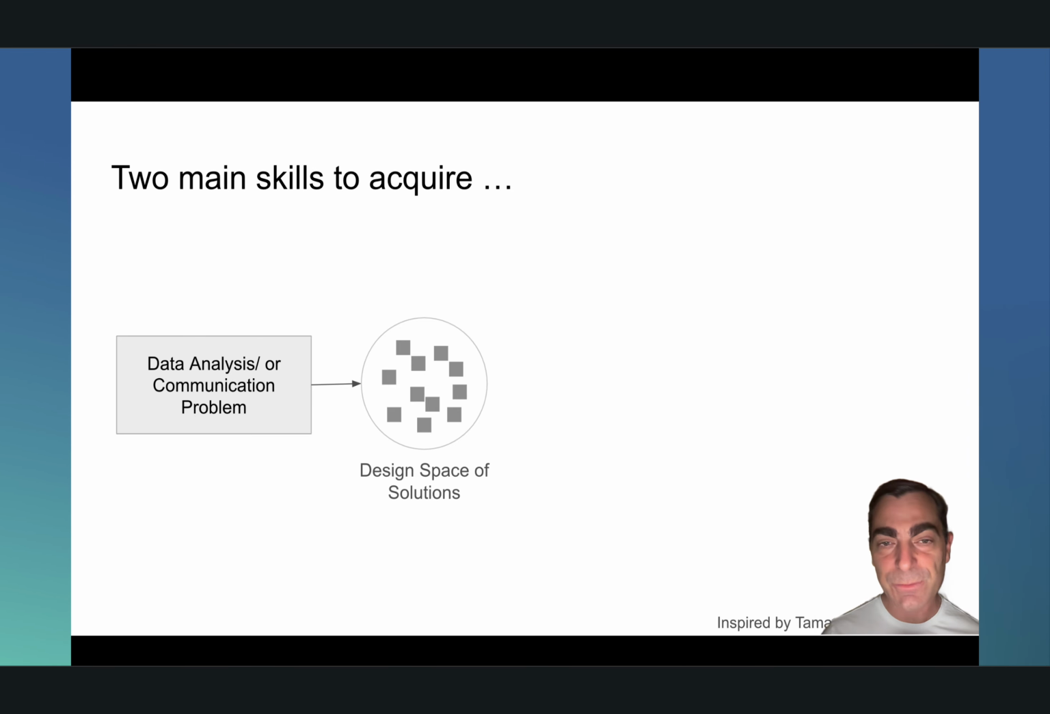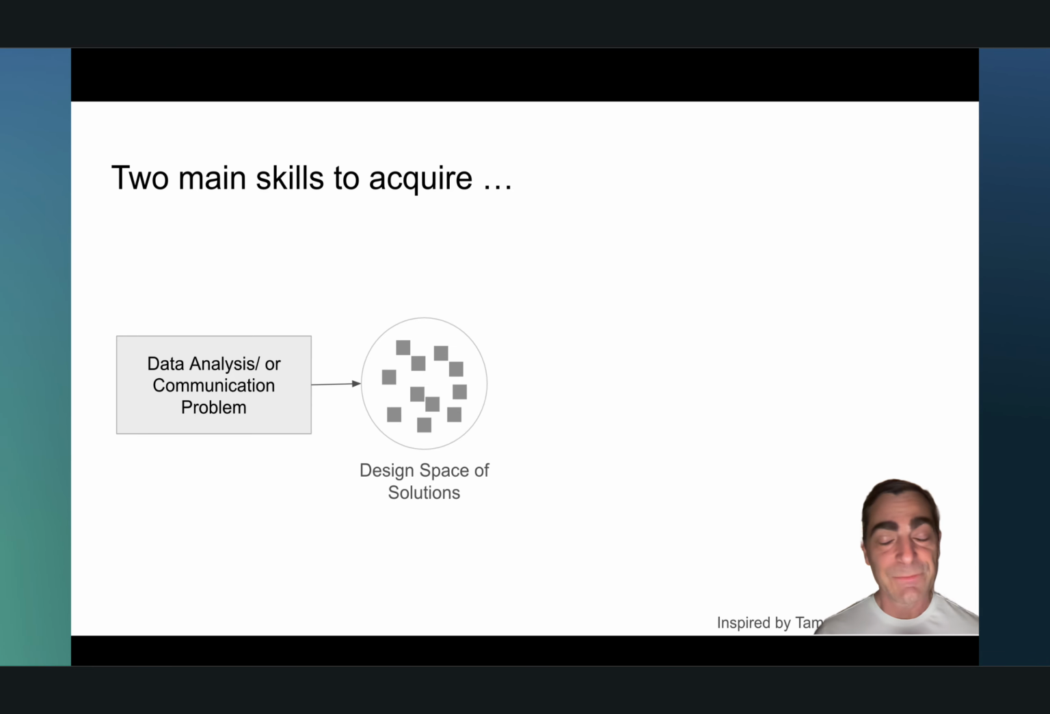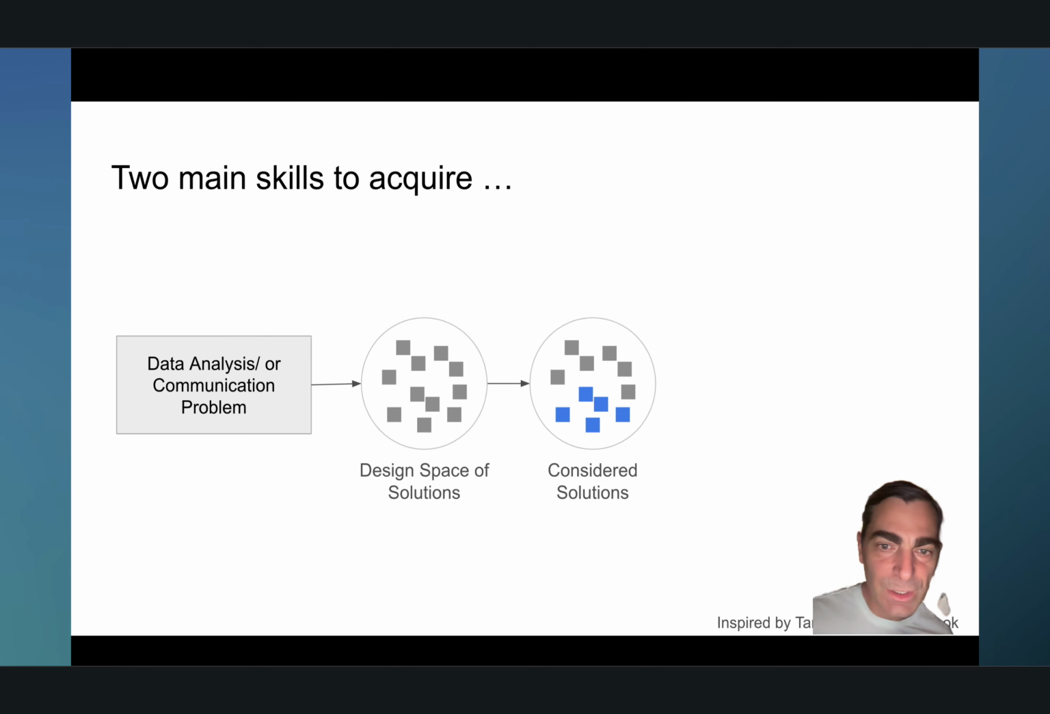Let me remind you, if you remember the diagram that I showed you at the beginning, that visualization is not just about finding the right visual representation, but it's also about, for instance, finding the right data transformations, okay? So it's more complicated than just visual representation. So what do you do? Well, first you consider the solutions that you can come up with, right?